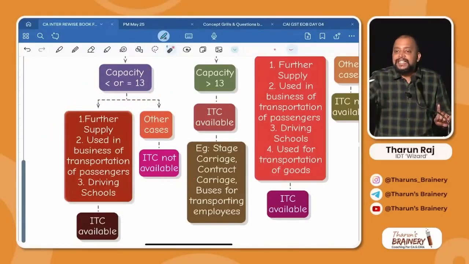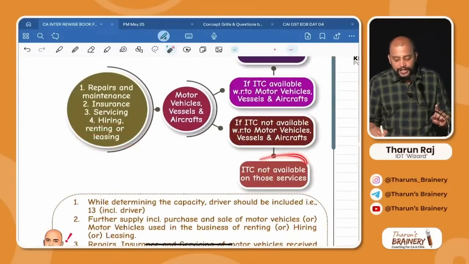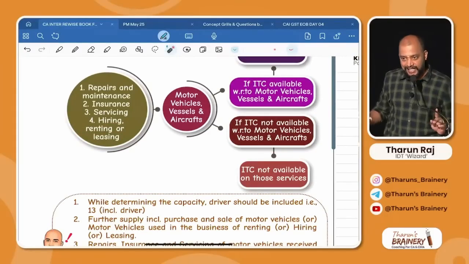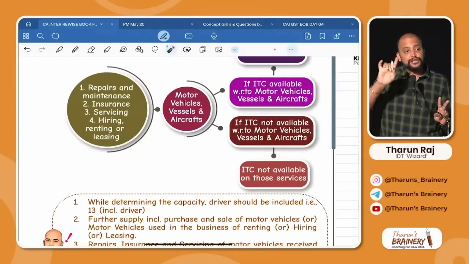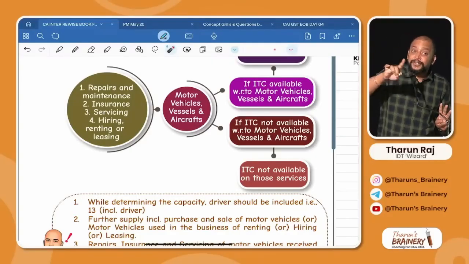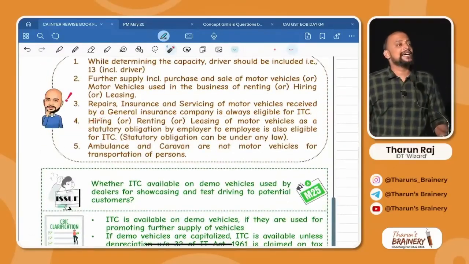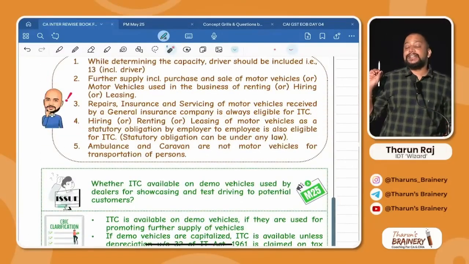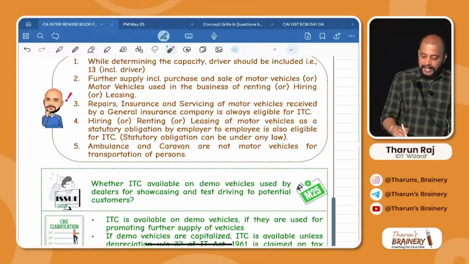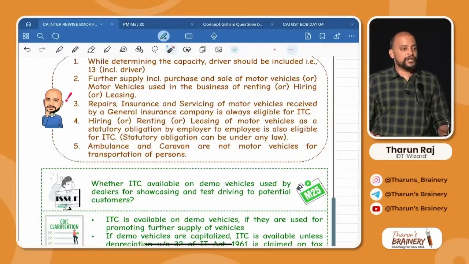As the cab purchased by the company is not eligible for ITC, renting of the cab is also not eligible for ITC. Got it? However, as it is under a statutory obligation by the government, they can take ITC. That is this fourth point. Got the clarity? So if there is a statutory obligation, if they receive hiring or renting of motor vehicles, they can take ITC. Then ambulance and caravan are not motor vehicles for transportation of persons.